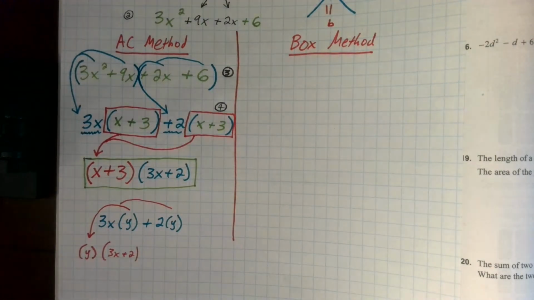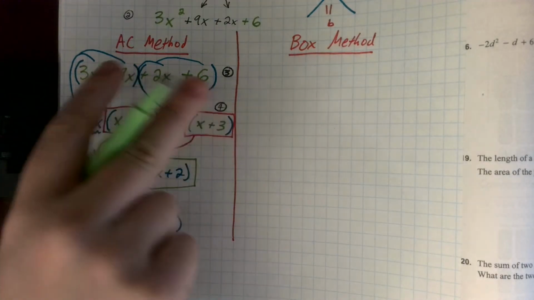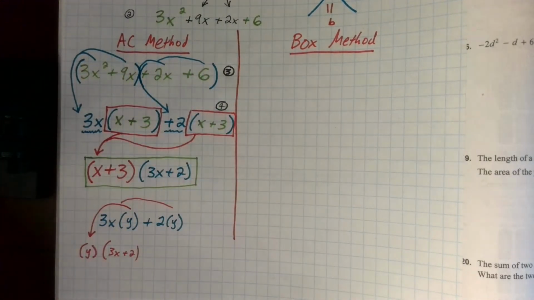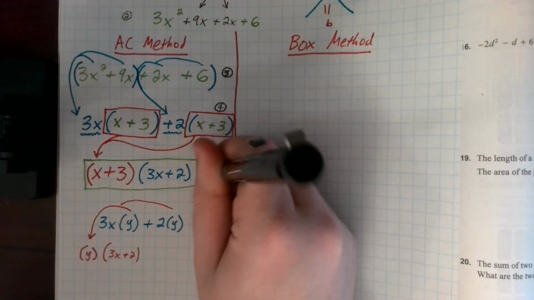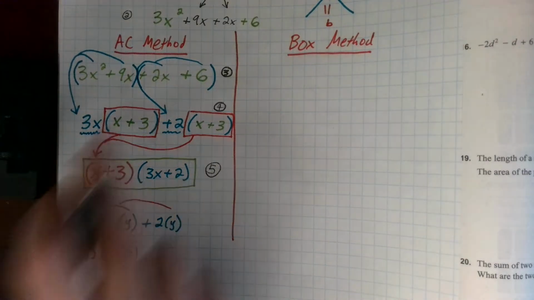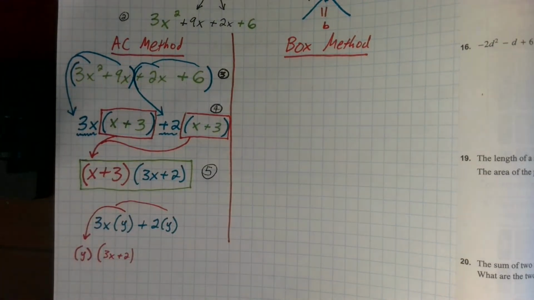It's super weird how it works. But by factoring over and over again using our AC method, by grouping here in the middle and pulling out again and again, we actually factored our trinomial. That's the fifth step, is to pull out the x plus 3's and put whatever's left over in parentheses.